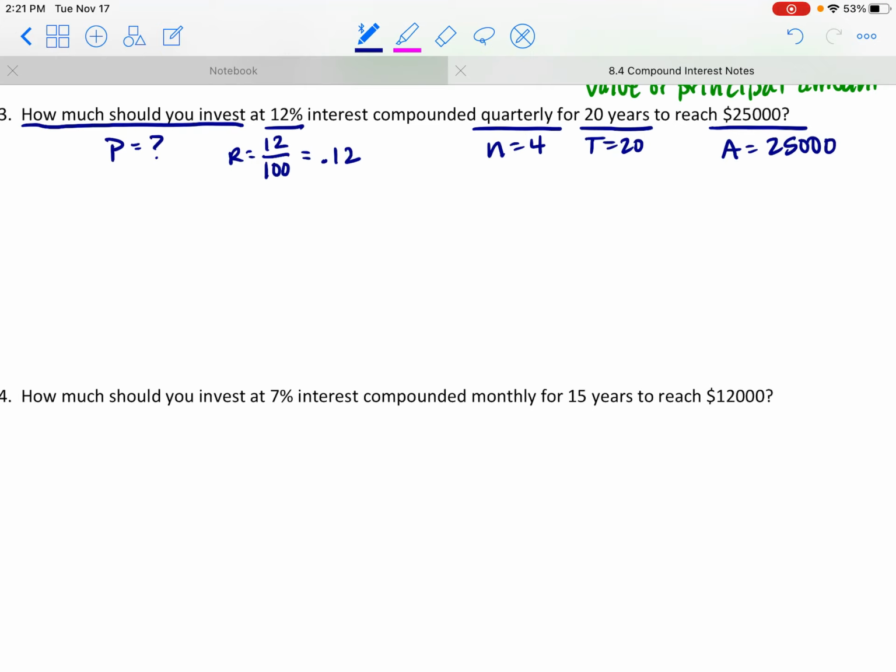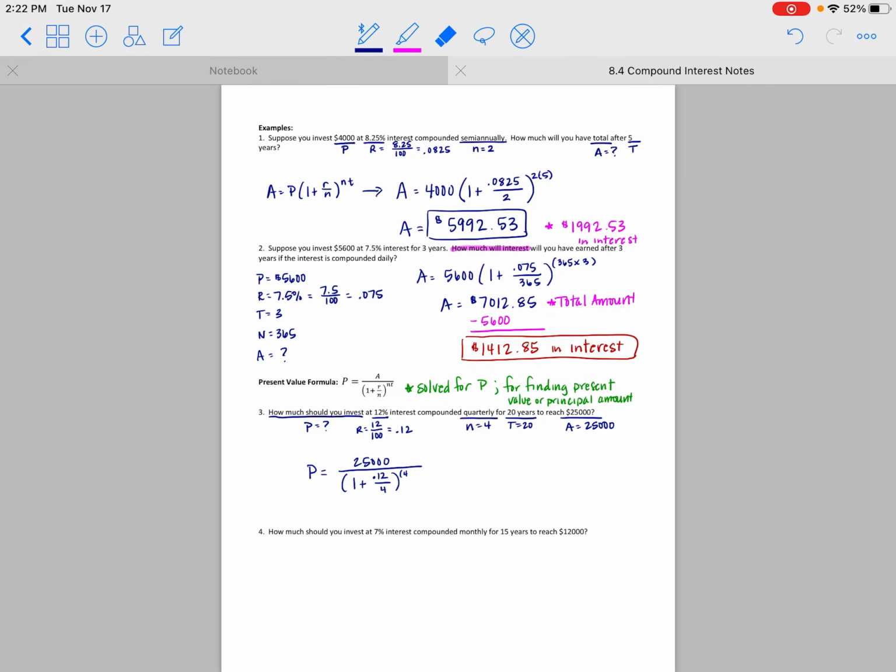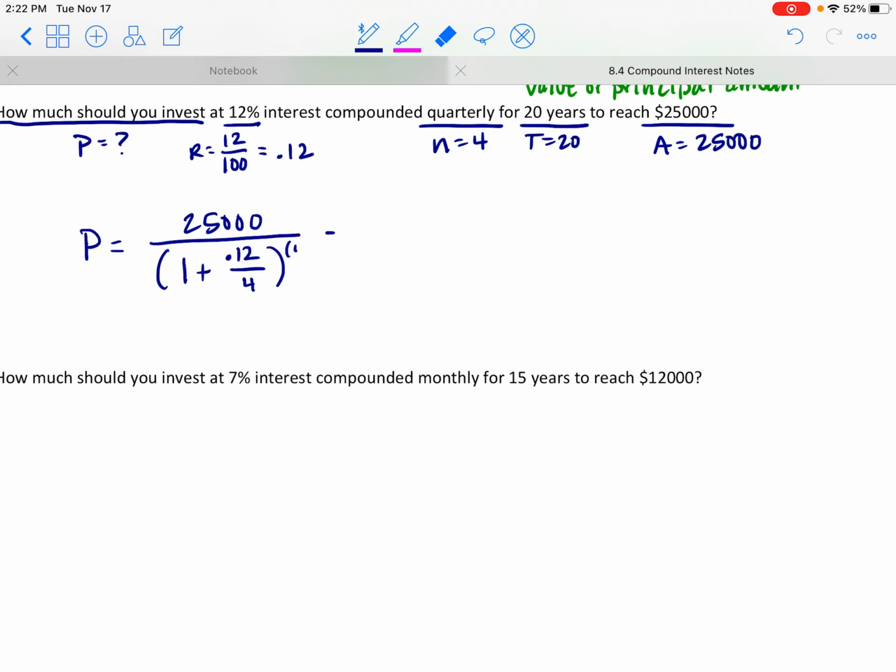So you can see how that would be helpful. If you know the terms of an investment and you know where you're trying to get, then you can figure out how much you've got to put in now to make that happen. So P this time is going to equal A, which is 25,000, divided by 1 plus r over n, raised to the n times t, so 4 times 20 power up here. And it's just a matter of going to the calculator.